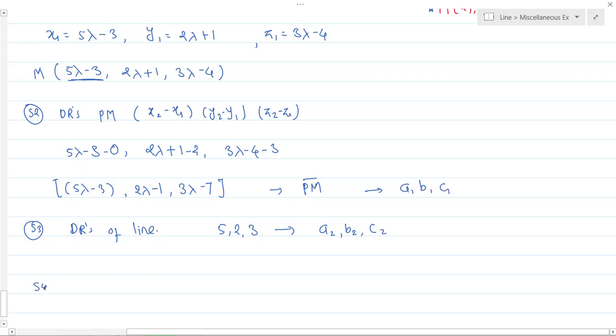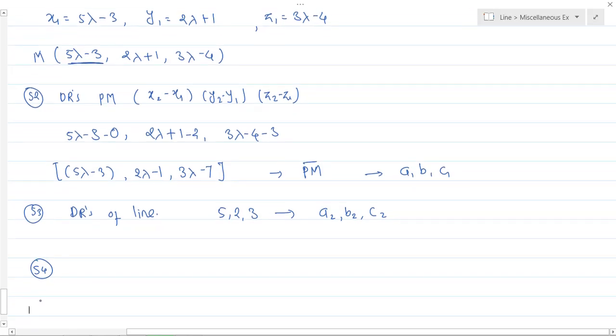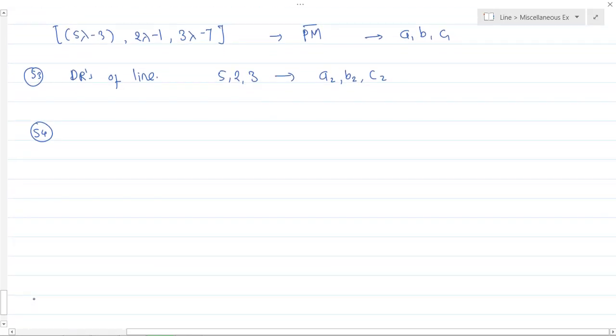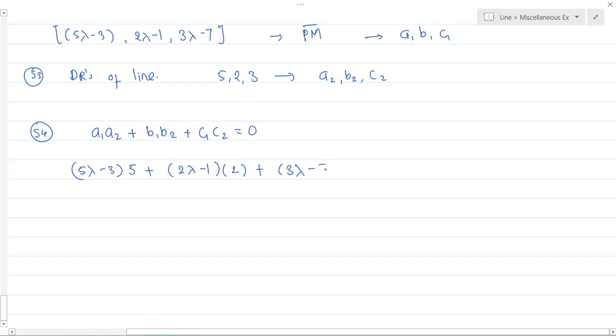Step number 4 is to use the principle. What principle? We know that for perpendicular lines, the sum of the products of direction ratios is always equal to 0. So A1 A2 plus B1 B2 plus C1 C2 equals 0. So we have (5 lambda minus 3) into 5, plus (2 lambda minus 1) into 2, plus (3 lambda minus 7) into 3, equals 0.